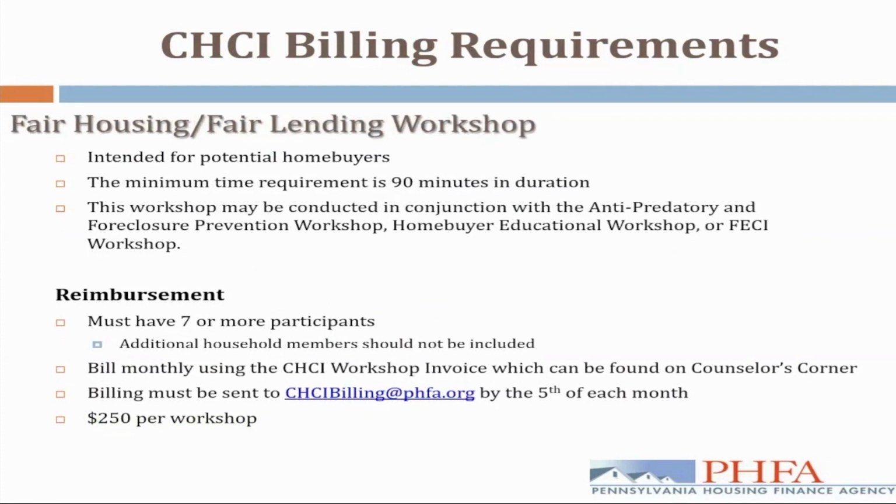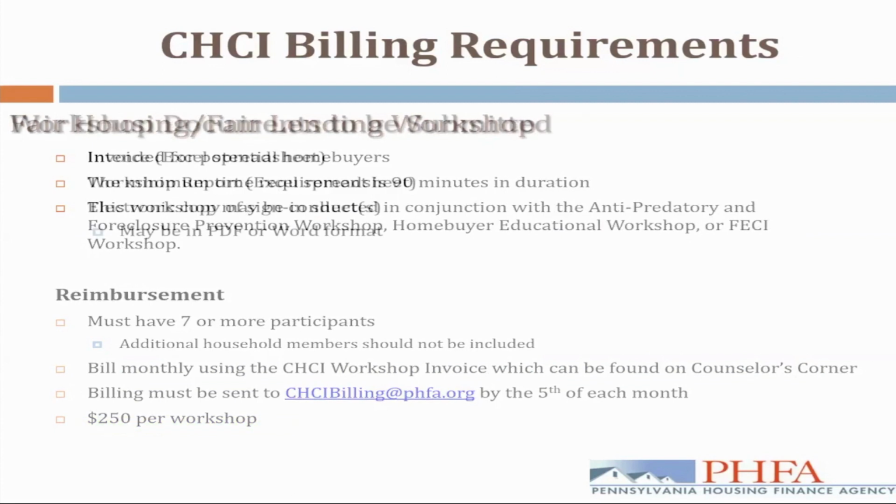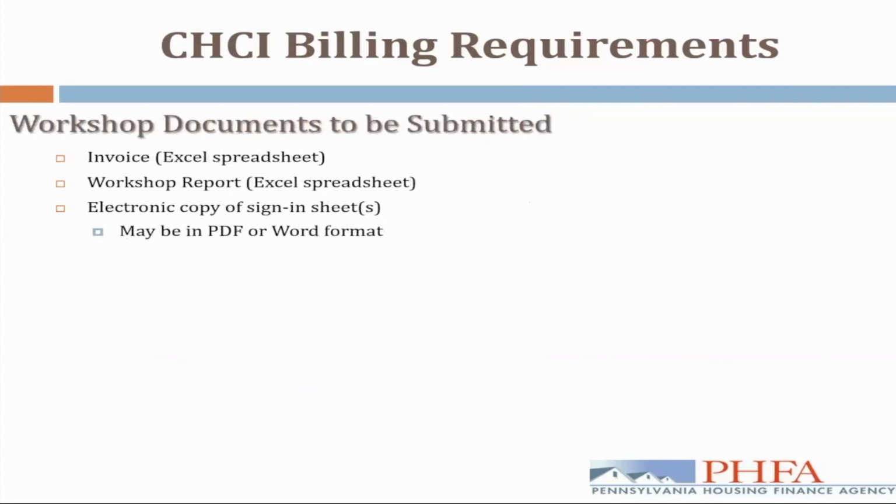Next is our Fair Housing, Fair Lending workshop. It's 1 hour, 30 minutes. Again, you must have 7 households in attendance in order to bill. Billing must be sent to us securely using our invoice, and reimbursement for this workshop would be $250. The workshop documents that must be submitted for reimbursement are your invoice, your workshop report, and an electronic copy of your sign-in sheet.